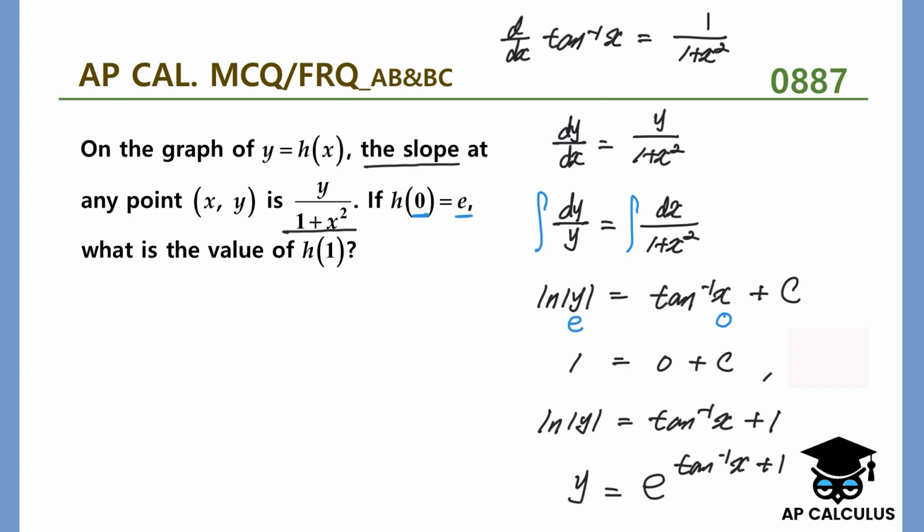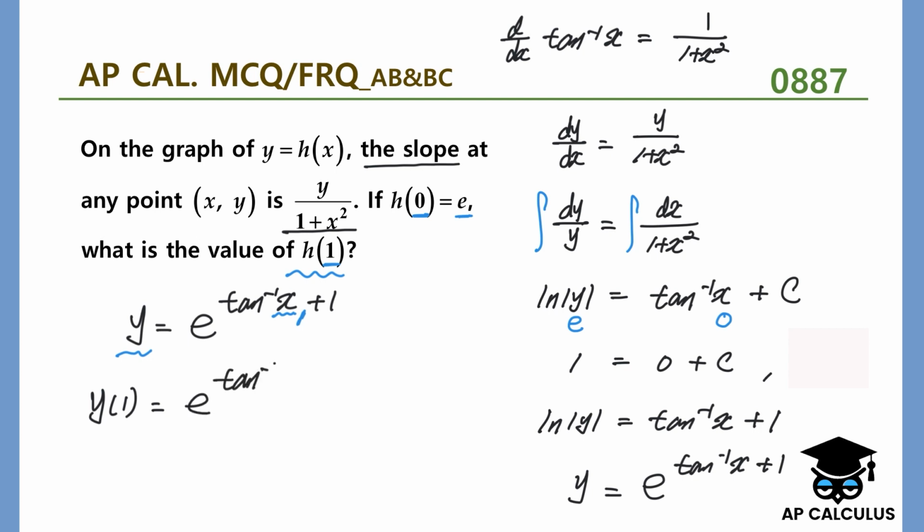And the question is, what is the value of y when x is equal to 1, right? So let's rewrite the function right here. e to the inverse tangent x plus 1. When x is equal to 1, what is the value of y? So y of 1 is equal to e to the inverse tangent 1 plus 1. What's inverse tangent 1? Tangent of what angle gives us 1? That's pi over 4, right? So that is equal to e to the pi over 4 plus 1, right? So this is our answer.